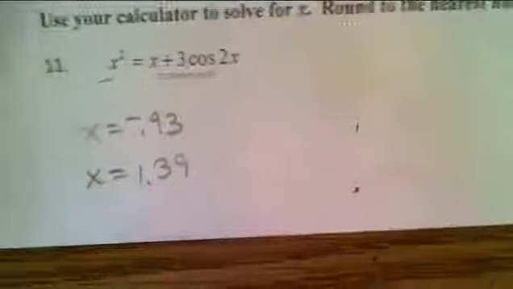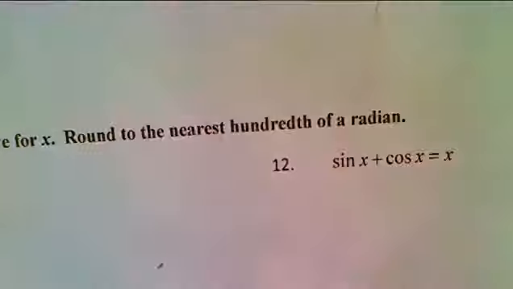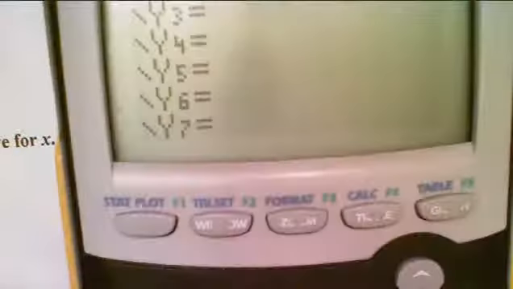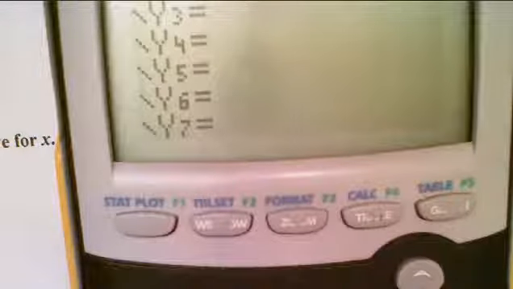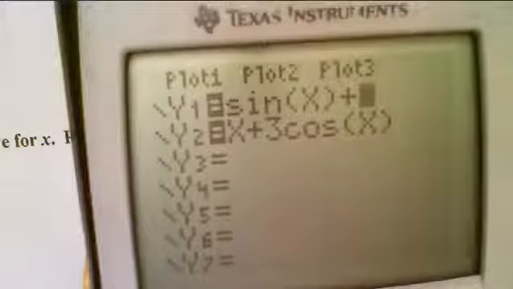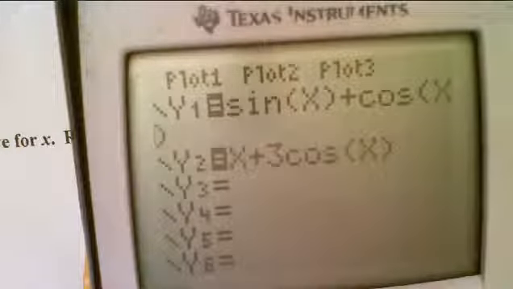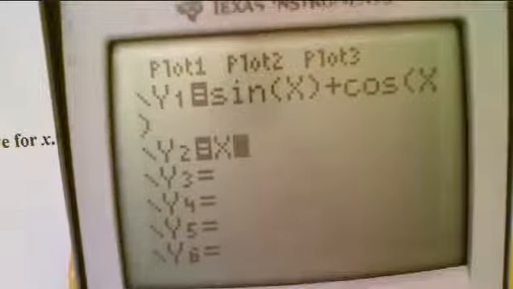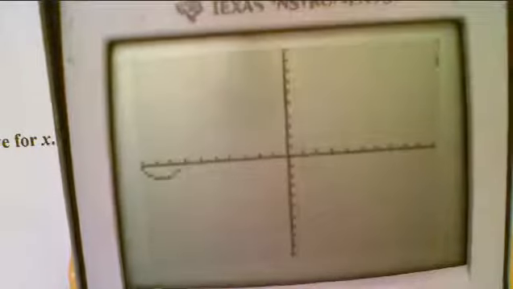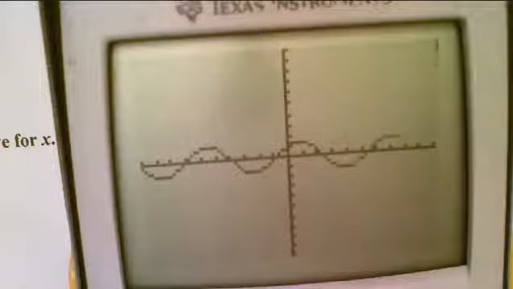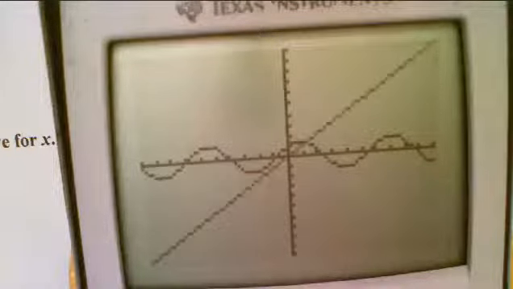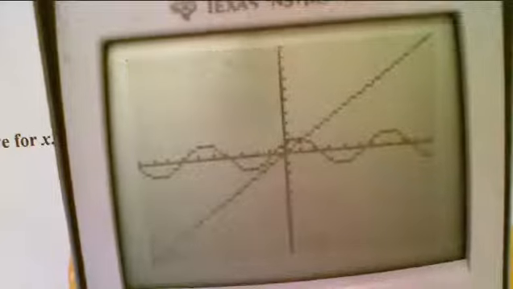All right, and then real quick before I run out of time, do the second one. For my y equals, I have a sine x plus cosine x, sine x, close that parentheses, plus cosine x. And then this one was just x. Zoom standard again. There's the sine plus cosine. And here's the y equals x. Looks like they're only going to intersect in the one spot, so second calc intersect.